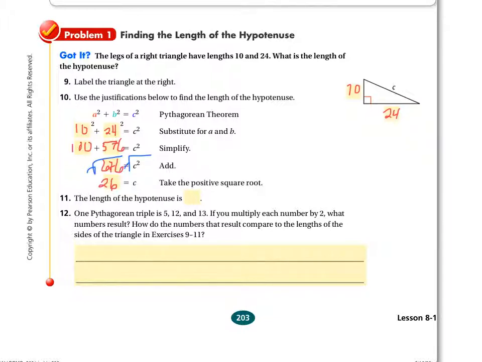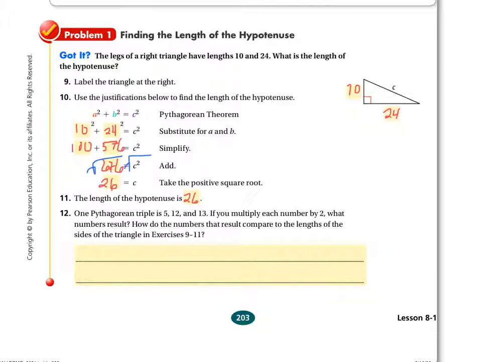Yes, why? You got it, Sam. It's longer than 10 or 24. If it's the hypotenuse, it has to be longer than any of the 2 sides that you use to add to get there. So it does seem reasonable. And so the length of the hypotenuse is 26 units, whatever that is.